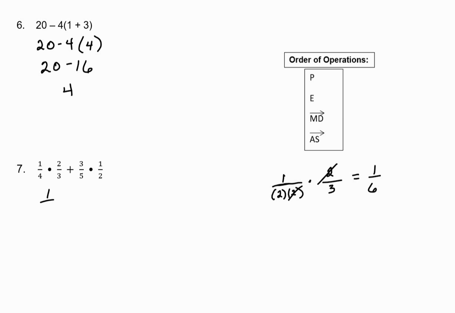So I'll write this down as 1/6. And then with my second set of multiplication here, I do not have anything that's going to cancel, so I can just multiply straight across here and get 3/10.